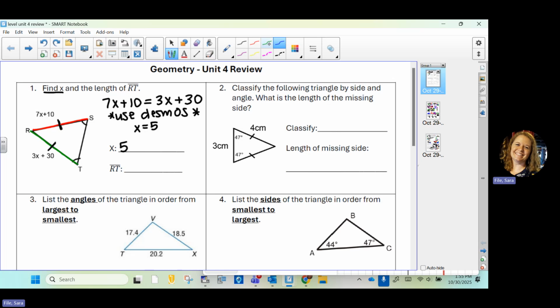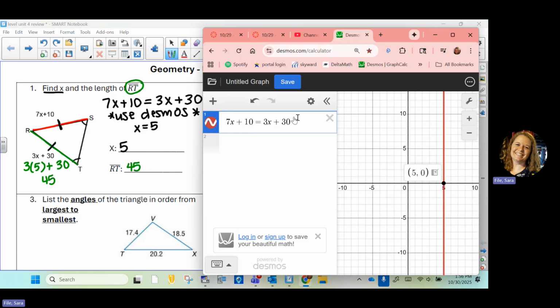RT. RT is the green one. So I have to come over here and plug that 5 in and calculate that. Again, I could go back to Desmos and type that in just how I did it, or you can do this in your head. 5 times 3 is 15 plus 30 is 45. So the length of RT is 45. Do y'all understand that once you have an equation, if you type the equation in Desmos, it will show you what x should be? It'll save you some time and some work.